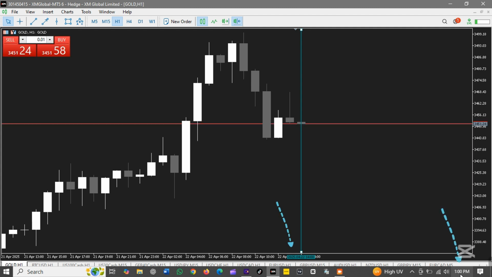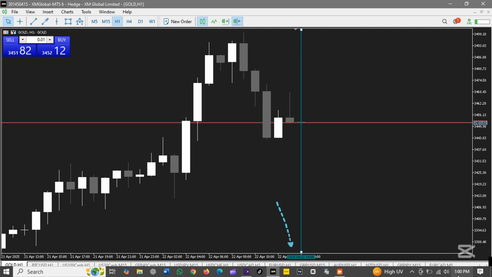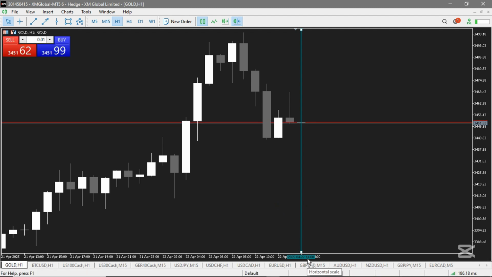So going forward, every time we're looking for that 1 p.m. setup, we'll be placing our vertical line at 2 p.m. on MT5. That's how you make sure your analysis is in sync. No confusion, no second guessing.